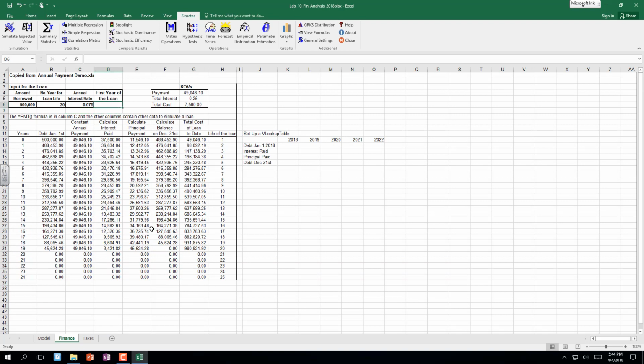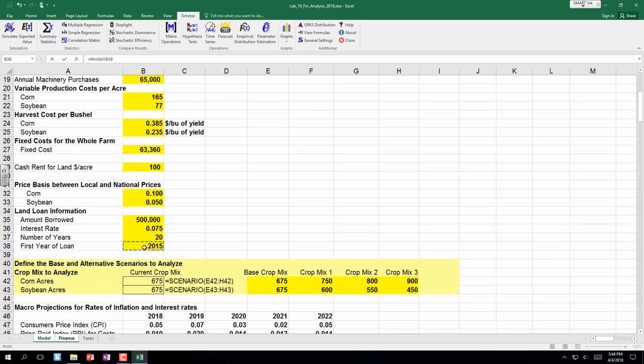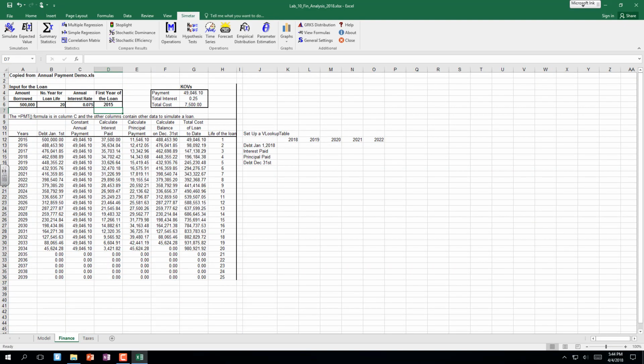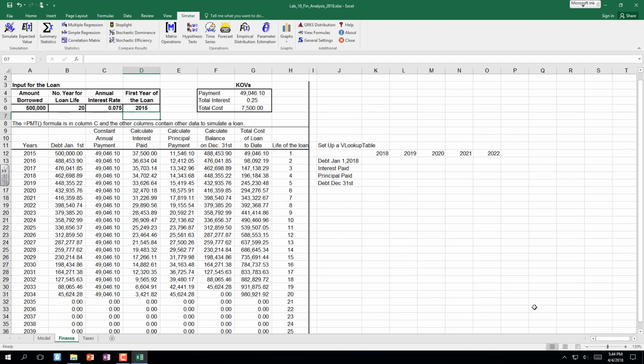And then you move over to the first year of the loan, and that's equal to model 2015, which is in B38. And if you do that right, and we all get the same answer here, by the way. It's not stochastic. Okay. This now gives us everything we need to know about amortizing that loan. Do it this way. Don't do it any other way.